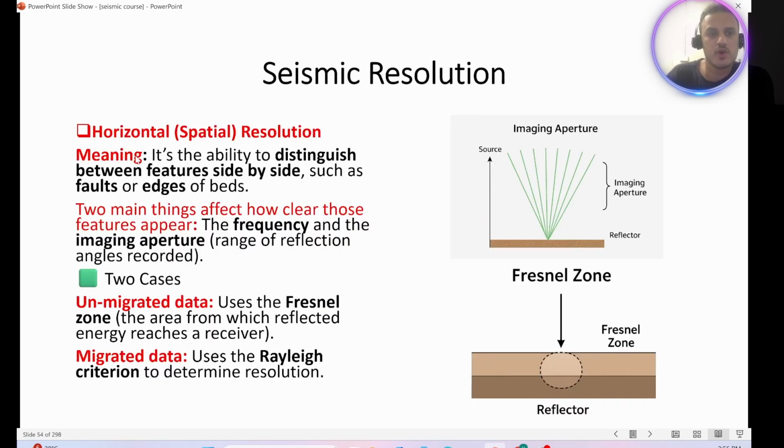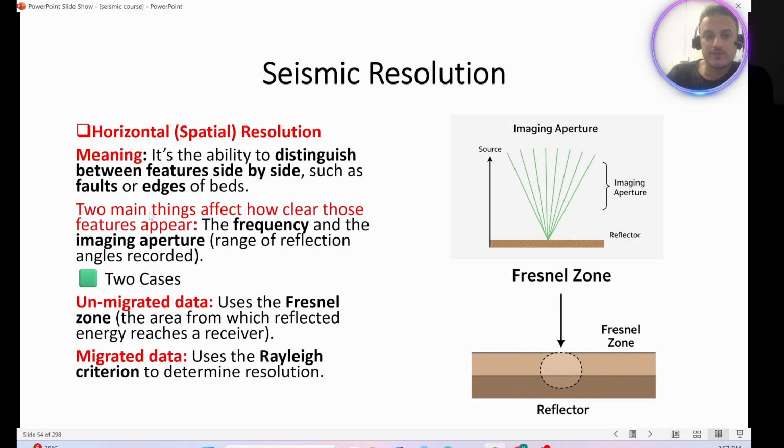The other type is called the horizontal or lateral resolution. It's the ability to distinguish between features side by side, not one above the other. In this case, it's side by side. For example, if we have two faults or edges of beds.